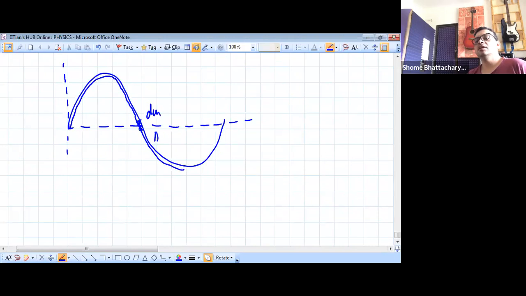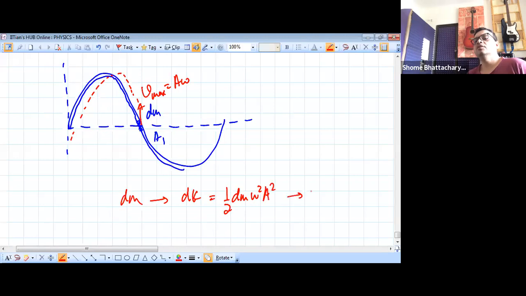This dm, at the point A1. Now what is happening to this section is that as the wave is propagating like this, you can see that this section is going up and is going up with maximum particle velocity of A omega. Okay. So that section dm has kinetic energy equal to half dm omega square A square, which is maximum kinetic energy.